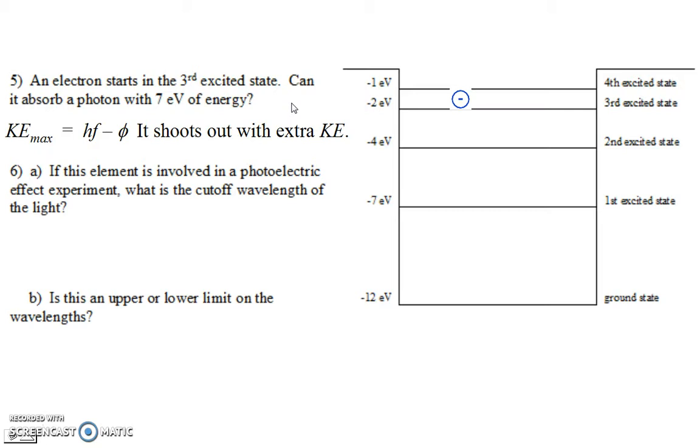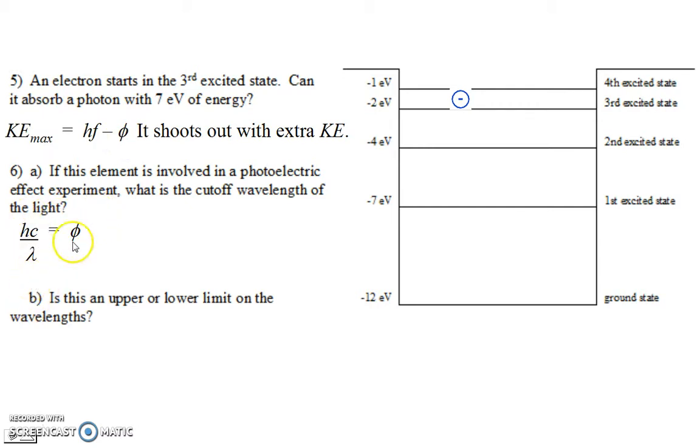All right, number 6. If this element is involved in the photoelectric effect experiment, what's the cutoff wavelength? All right, so cutoff or threshold is the idea that you give it just the right amount, assuming it starts in the ground state, to just barely get out of that and with nothing left over. So we say that KE max is 0, and we're dealing with wavelengths, so we write this as hc over lambda. So hc over lambda, the energy of the photon just matches phi. So hc over lambda equals phi, and you can go ahead and substitute the numbers here.